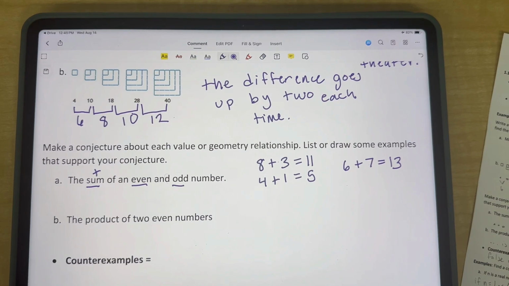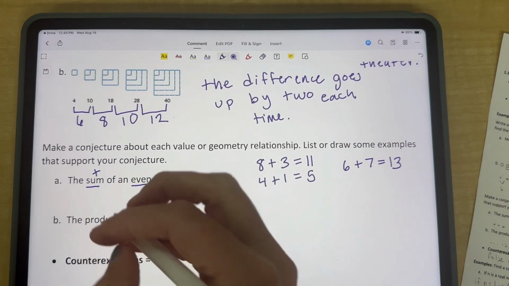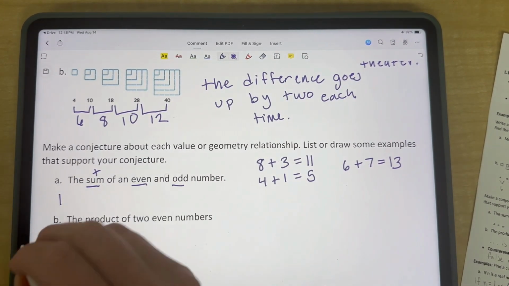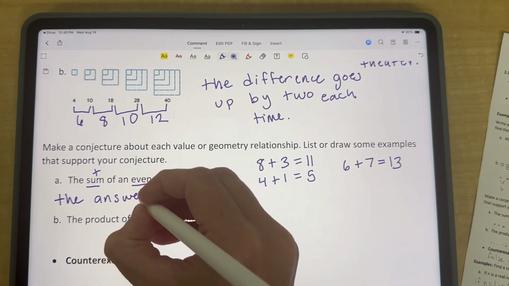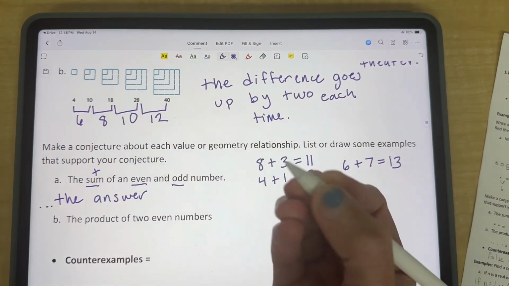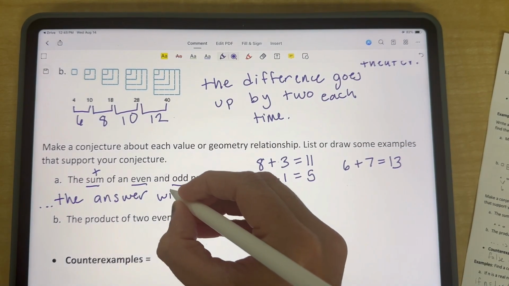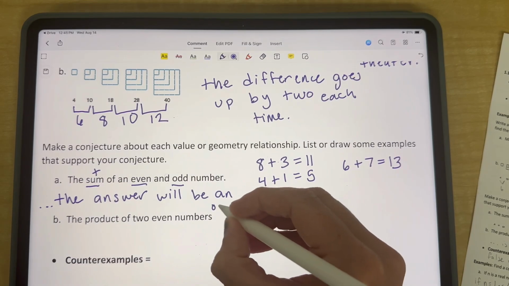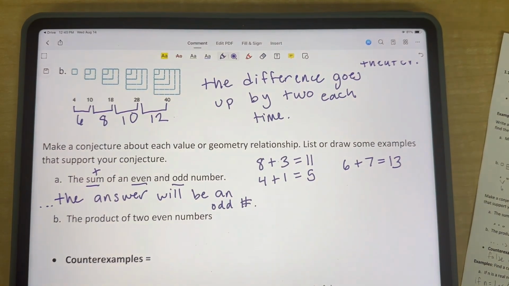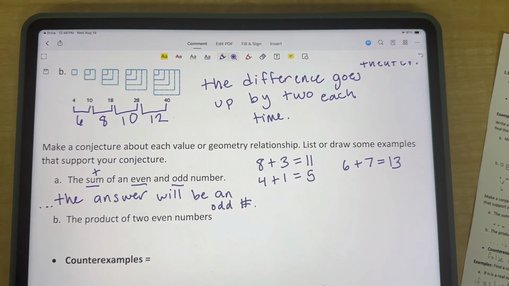So what can your conjecture be? What can your final conclusion be when you find the sum of an even and odd number? The answer will be what? You should say the answer will be odd. So I usually do 3 dots. Dot, dot, dot. The answer will be an odd number. And that's true because we have a whole bunch of examples, and then we came up with our conclusion.